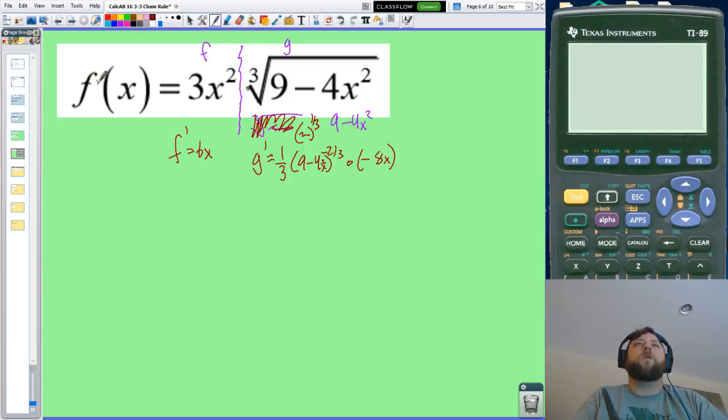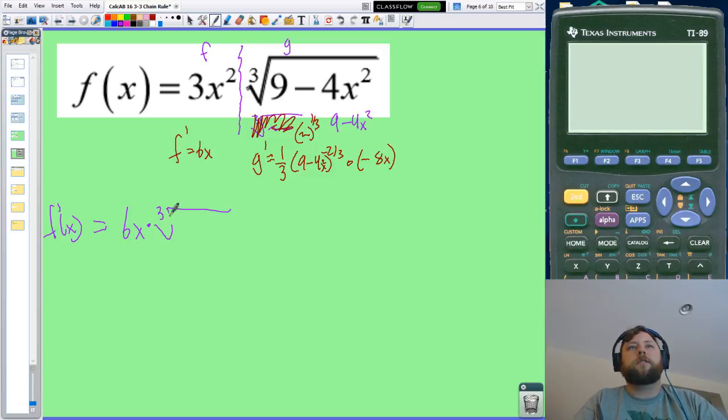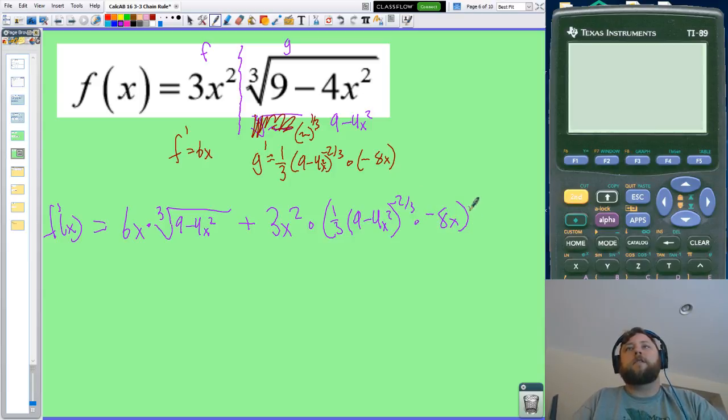Cool. So let's do the product rule. My answer for f prime of x is 6x times regular g, so the cube root of (9 minus 4x squared), plus regular f, 3x squared, times that weird thing for g, so 1/3 (9 minus 4x squared) to the negative 2/3 times negative 8x. Should I clean that up? No. We're done.